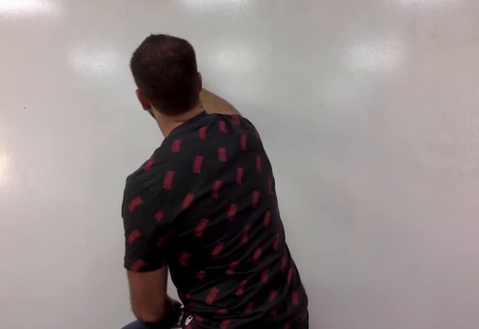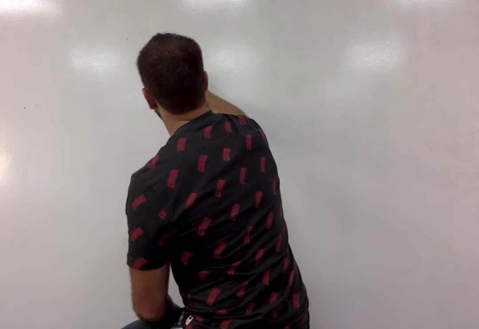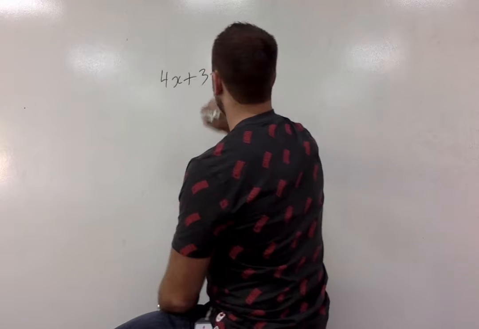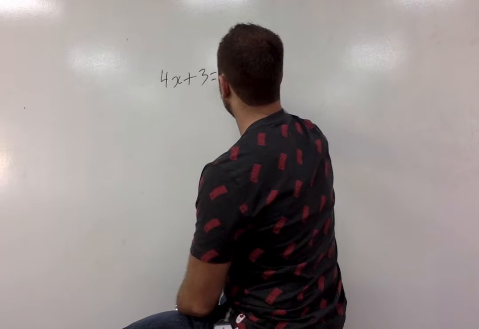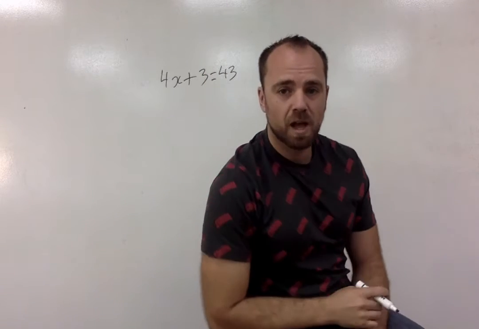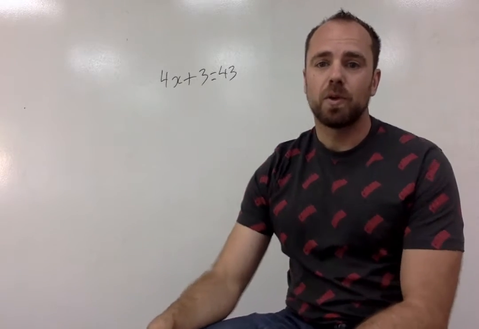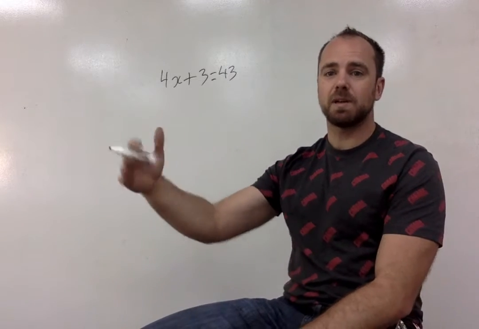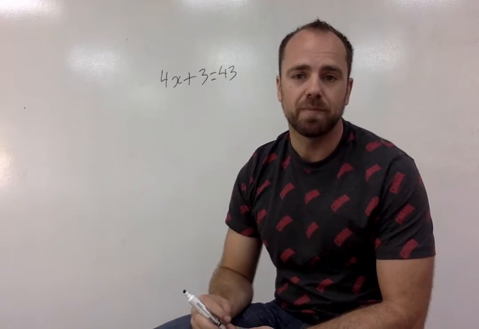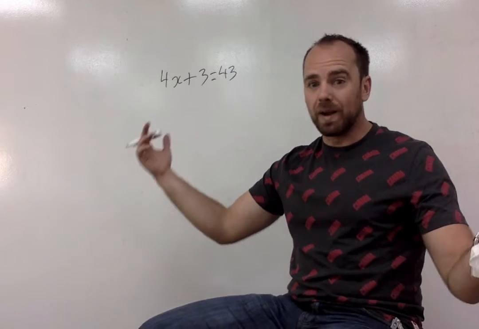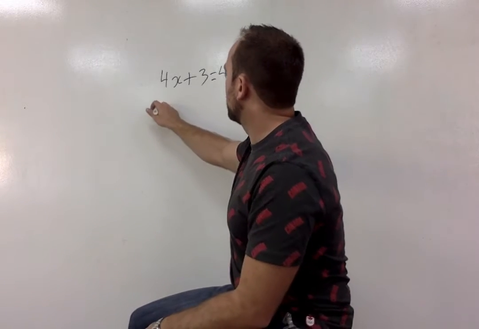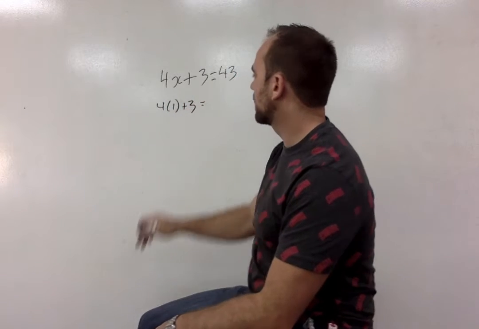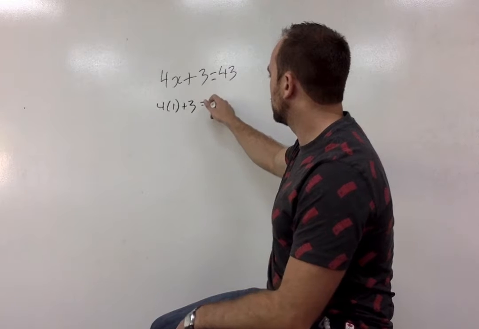Let's say we have 4x plus 3 equals 43. So what can we do? We can actually start putting numbers in for x and see what we get. So 4 times a number plus 3 needs to equal 43. Let's start with 1. Pretty simple. So 4 times 1 plus 3. It's supposed to equal 43.